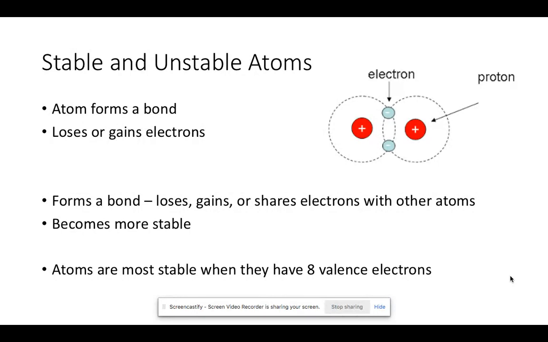Okay, so atoms form a bond to lose or gain electrons to become more stable. An atom will lose, gain, or share electrons with other atoms to become more stable, and they are most stable when they have 8 valence electrons. So basically these atoms want to get to 8, so they're likely to form bonds with other things.